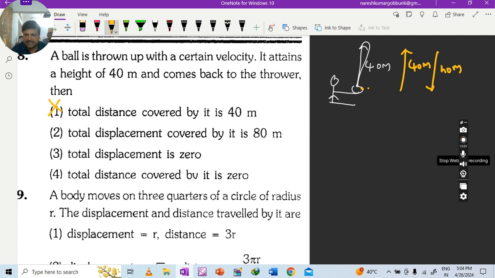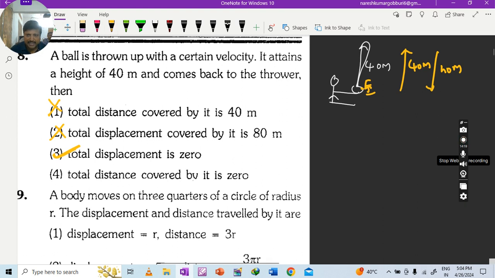No. This is the initial position and it attains a height of 40 meter and again comes back to the thrower. And this is the final position. So initial position and final position are at the same point. There is no change in position. So the displacement of the body is 0. It is not that the total displacement of the body is 80 meters. It is a wrong answer. Total displacement of the body is 0. Option 3 is the right answer.